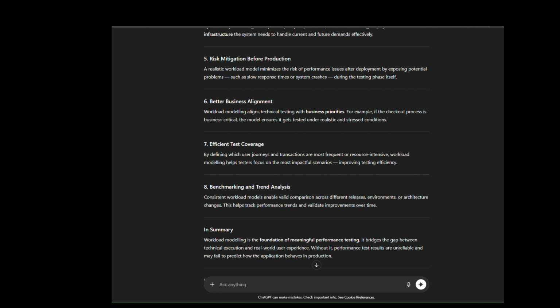In summary, workload modeling is the foundation of meaningful performance testing. It bridges the gap between technical execution and real-world user experience. Without it, performance test results are unreliable and may fail to predict how the application behaves in production.